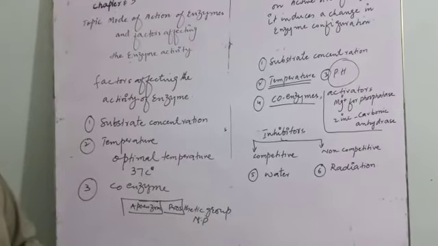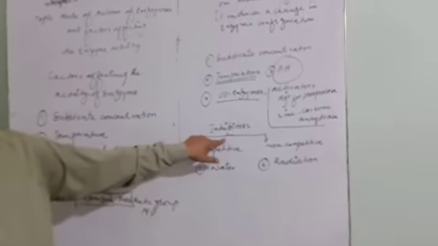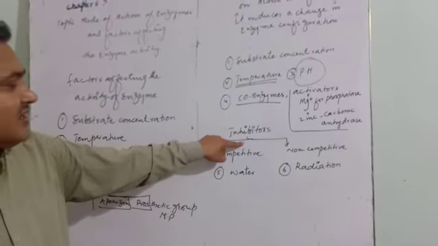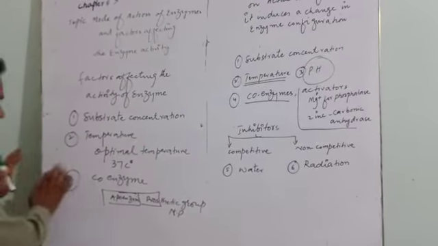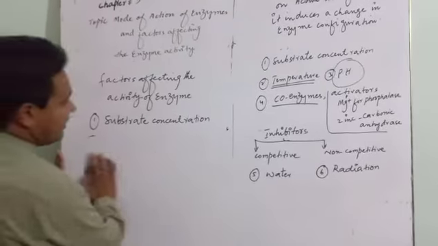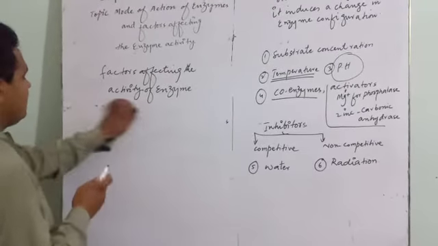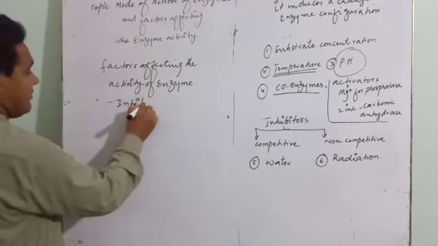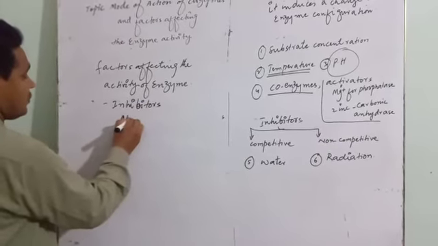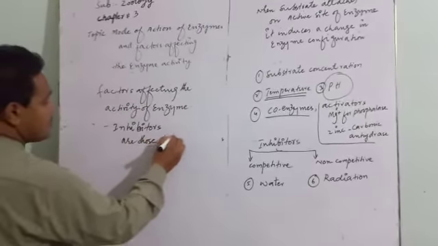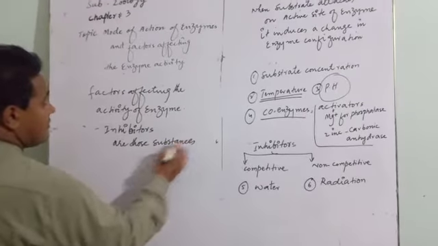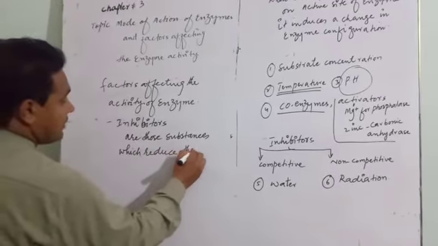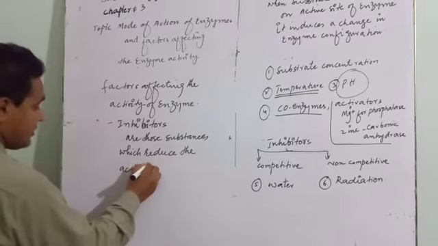After that we have inhibitors. Inhibitors are the chemicals; they inhibit or reduce the activity of enzymes. Now I am writing here the definition of inhibitors. Inhibitors are those chemicals, those substances which reduce the activity of the enzyme.